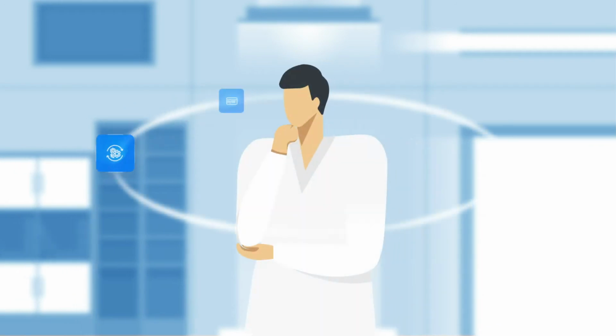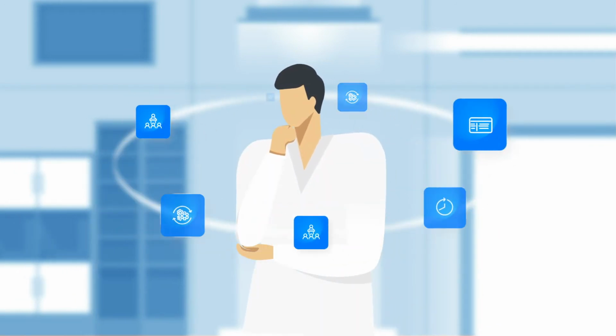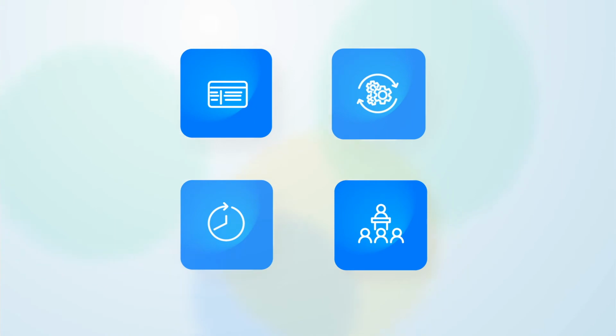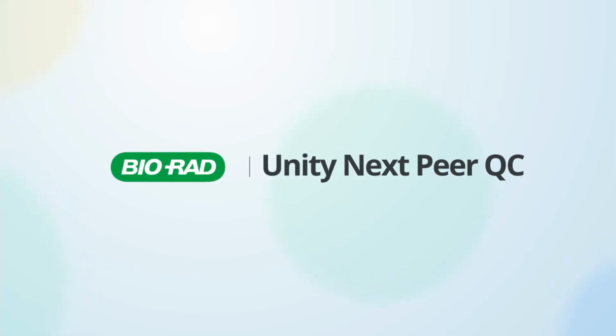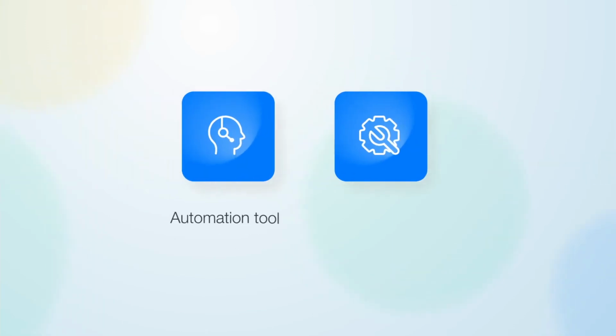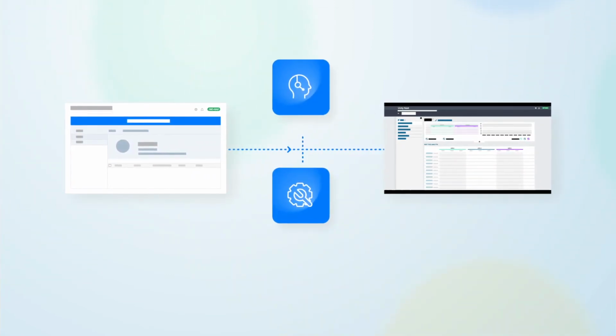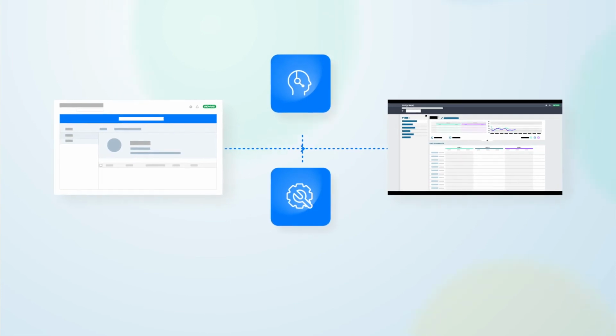We know what you're thinking. I don't have time to move my operations or train my teams to use a new QC system. Not to worry. Bio-Rad's Unity Next platform is equipped with world-class automation tools and a support team that provides training for labs just starting out, and a seamless transition for those moving from a legacy Unity system.